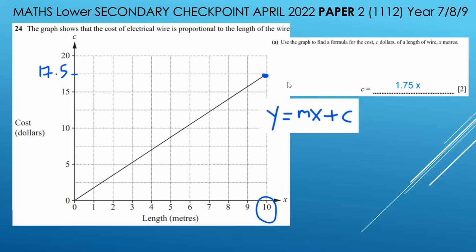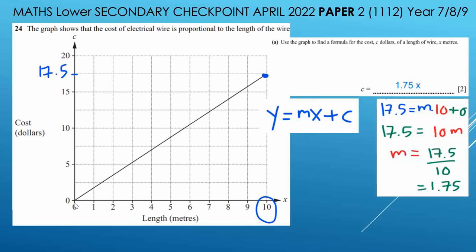So we have the formula for line equations, y equals mx plus c. And we see that c is the intercept. It is 0. So we substitute y with 17.5 and x with 10 here, and the intercept c is 0, so we have 17.5 equals m times 10, which is 10m, and we get the value of m is 17.5 divided by 10, which is 1.75.